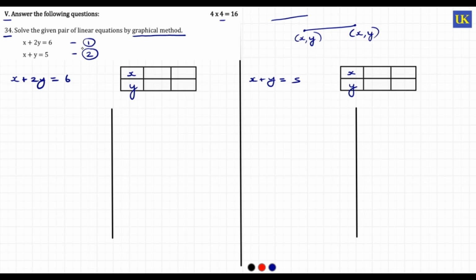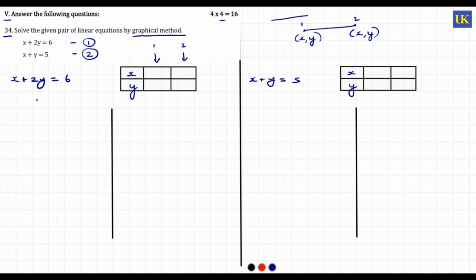So to draw a line for the first equation, we need 2 points, one x, y, and another x, y. Okay, 2 points we need, point 1 and point 2. So this will give us point 1, this will give us point 2. Similarly for this particular equation 2. Okay, now we'll start.